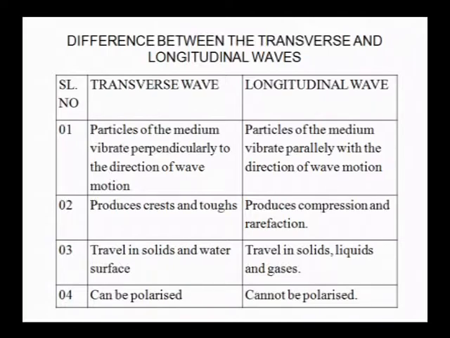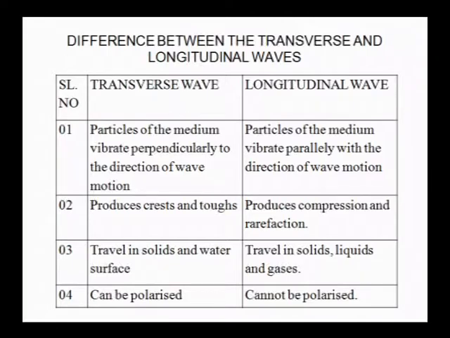The third difference is that a transverse wave can travel in solids and only at the surfaces of liquids. I repeat, transverse waves can travel through solids and only at the surfaces of any liquid, whereas a longitudinal wave can travel in a solid, liquid or a gas. An example of a longitudinal wave is sound waves; for transverse waves, water ripples or the vibration of a rope.